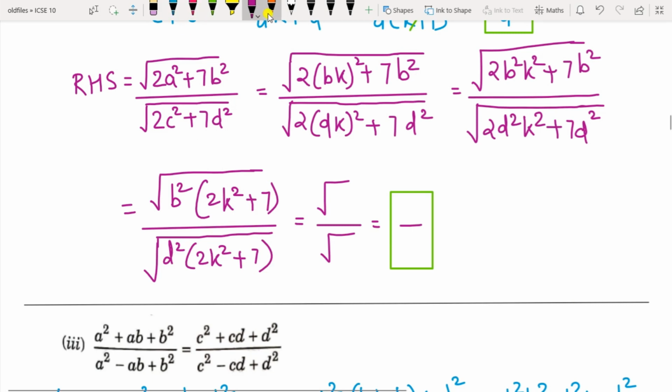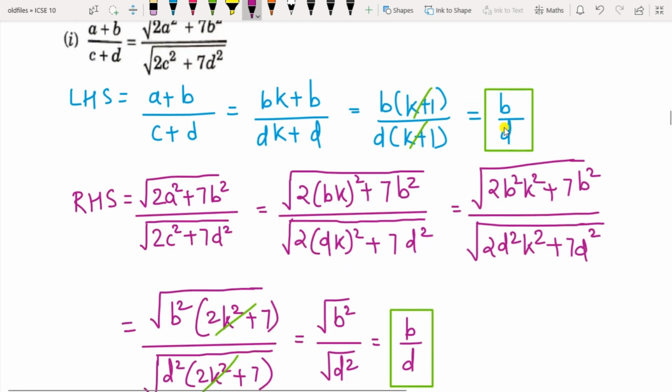Your bracket will get cancelled, this one. So remaining is under root of b square upon under root of d square. So the value will be b by d. Under root of b square is b, under root of d square is d, and that is equal to your LHS. So LHS equal to RHS here, hence proved.